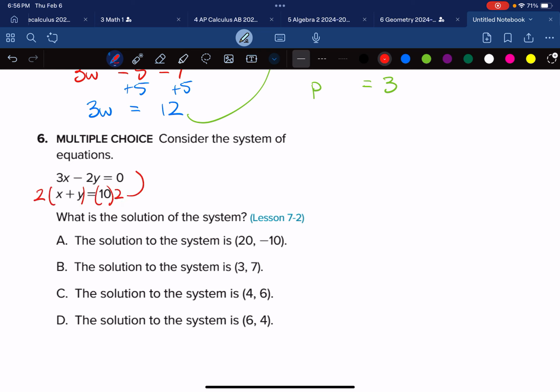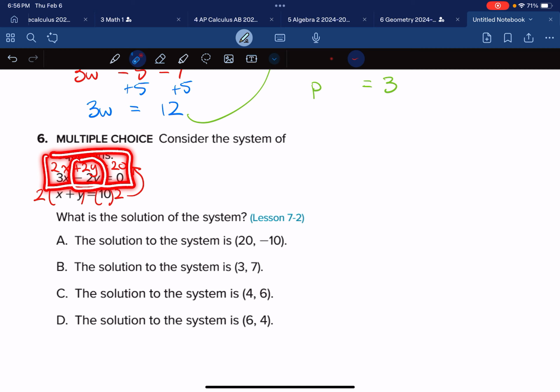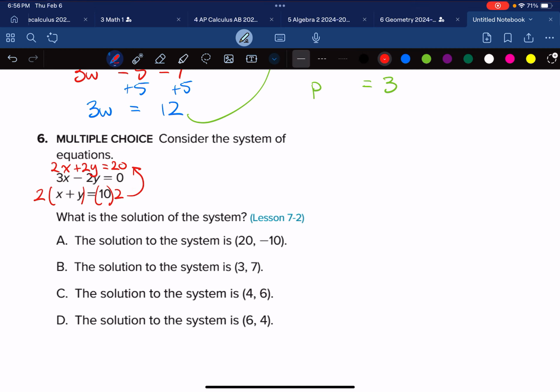This new equation, I'm going to write it up here, is going to be 2x plus 2y is equal to 20. And now check out these two equations that I've written here. The plus 2y and the minus 2y will cancel out if I add them. So let's go ahead and add them now. If I add them together, I'll write my answer over here.